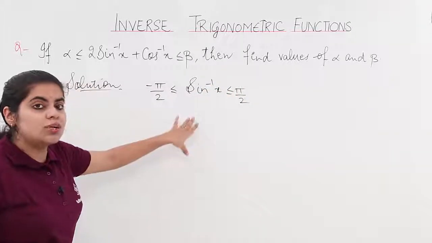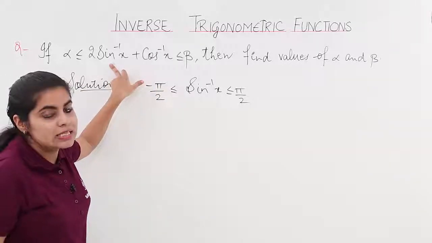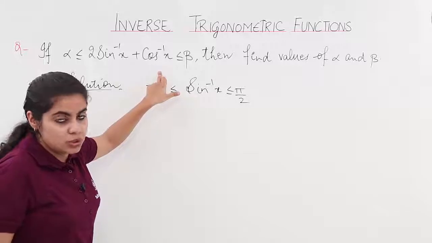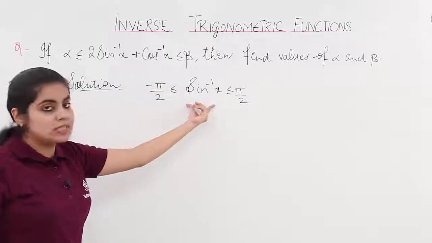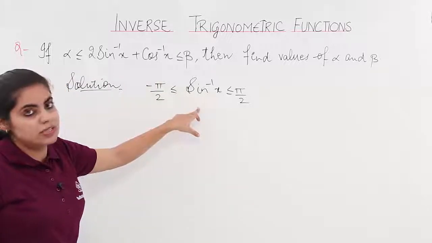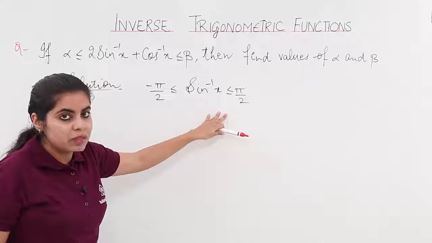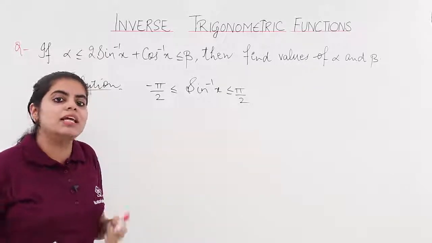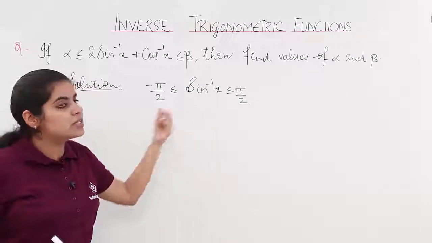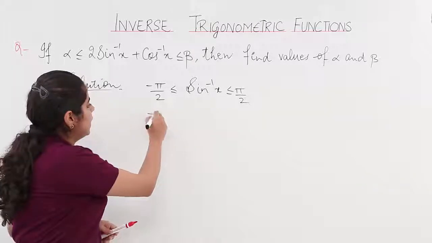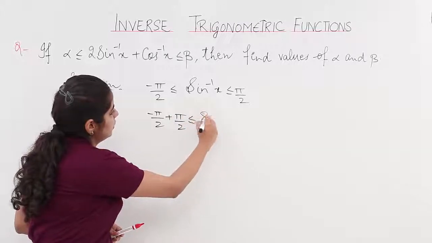Now we don't want sin inverse x, rather we want 2 sin inverse x and cos inverse x also. So we basically want one more sin inverse x and another cos inverse x. So let's add pi/2 everywhere because we know the formula that sin inverse theta plus cos inverse theta is equal to pi/2. We will be using that knowledge here. So adding pi/2 everywhere changes my question a bit.